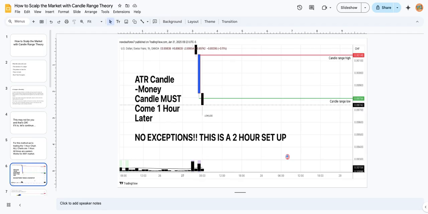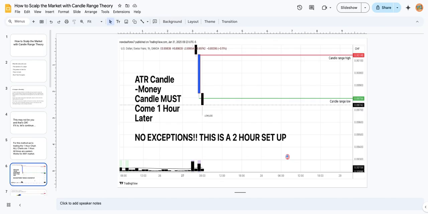Rule number two is that the money candle must form. This is non-negotiable. The money candle must form 1 hour after your ATR candle. So what is the money candle? It is the candle that breaks below the range, in this example, and closes back inside of it, or close enough into it that it doesn't show a clear breakout.